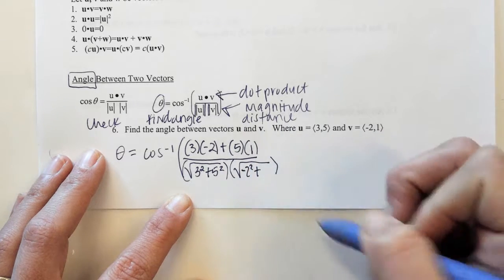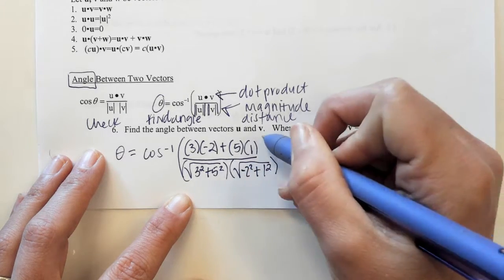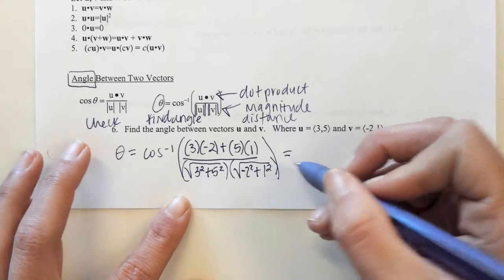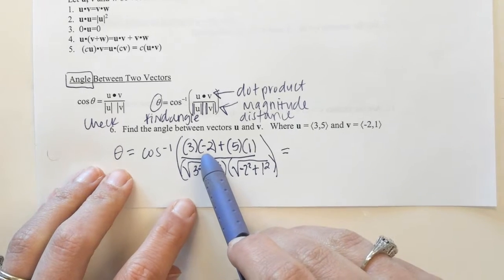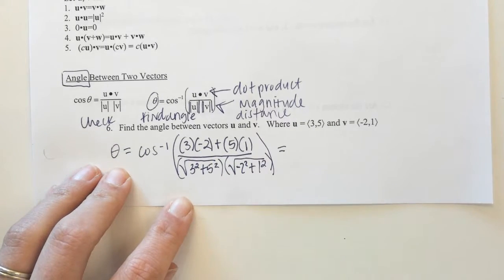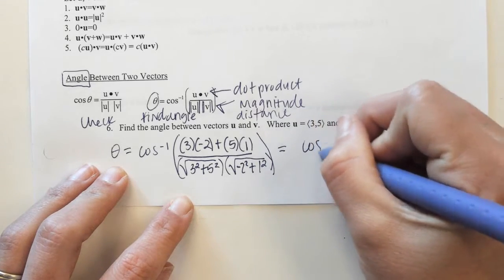-2 squared plus. Very good. So dot product on top, magnitude on bottom. Let's go ahead and figure out these numbers. The top, this is what? -6 plus 5, which is what? -1.